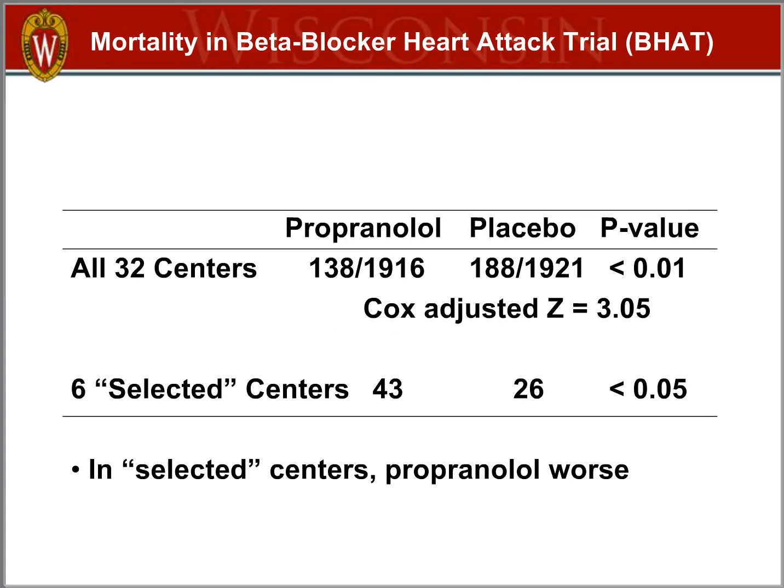This issue of center selection: here's a trial, the Beta-Blocker Heart Attack Trial, which we've discussed. Remember, that was a very positive trial for propranolol versus placebo. P-value less than 0.01, very impressive statistic. However, if I pick out just the right centers, 6 of them in fact, I can show that the mortality is higher on propranolol than placebo. Significantly so, P less than 0.05. So selecting centers is something that we should not do if we get to look at the results.